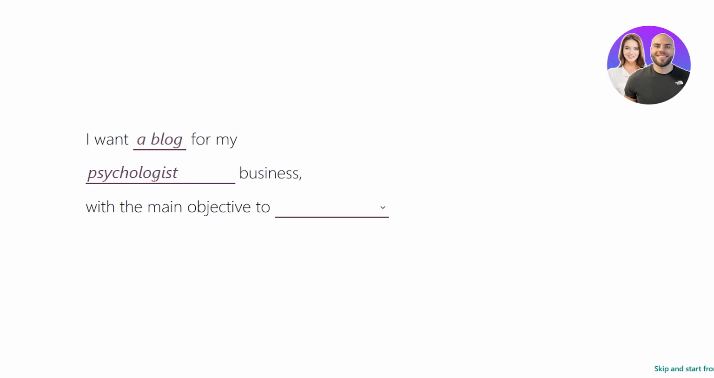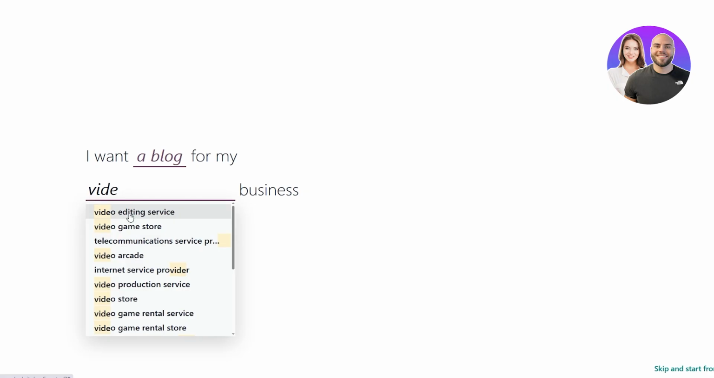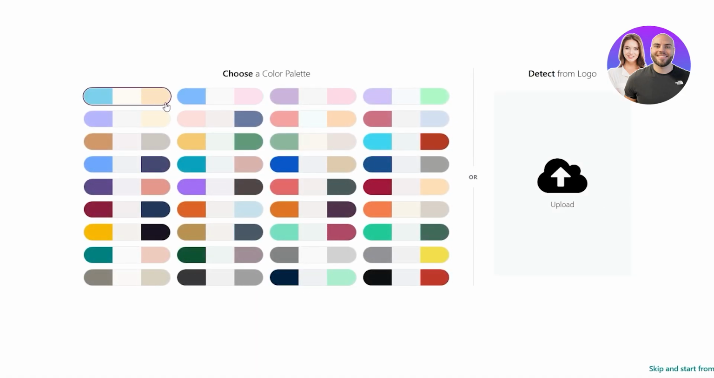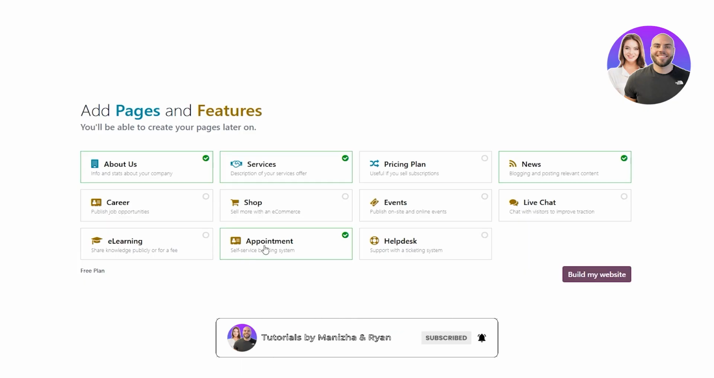Actually, come over here, click on blog, and over here, there we go, video editing service. That's what we want. And I want to develop a brand, sell more, inform customers. Yeah, inform customers. Then here we upload the color palette. I feel like that one looks good. Then over here, add pages and features. We'll set up an about page, a services page, and careers to publish job opportunities if you want, and appointments. I think maybe we put appointments, a self-service booking system, so that if someone comes onto my website, likes my service, and wants to book an appointment, there we've got it. And then we click on build my website.